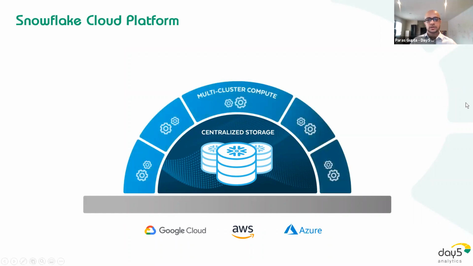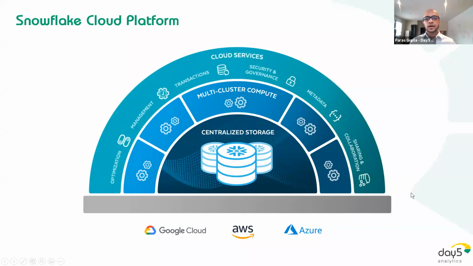The second layer here is the multi-cluster compute. And what this means is that you can have different computational powers assigned to different processes. If you're running a dashboard, you may need a different computational power to if you're running a machine learning algorithm. And so you can design different warehouses, as they call them, to allow you to access this underlying storage using a different compute setup.